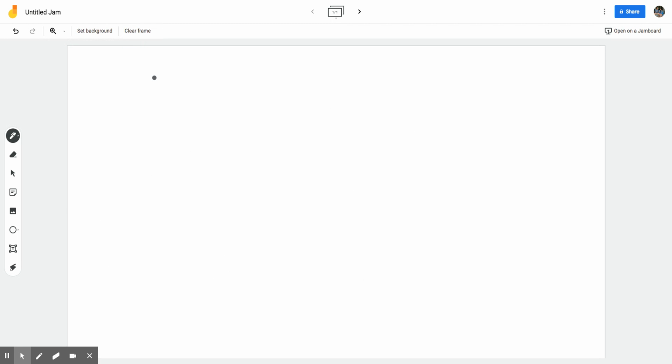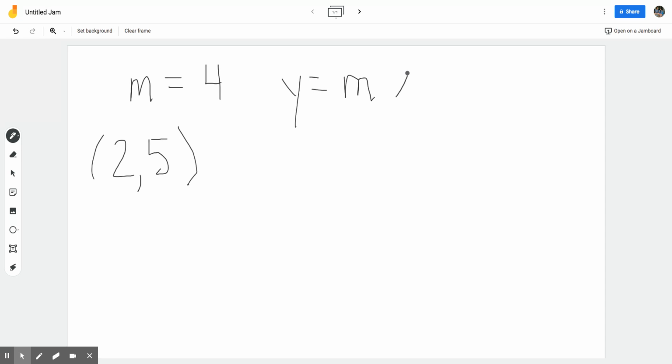Okay, so let's say that we have m equals 4, and we know that the point is 2, 5. So it passes through the point 2, 5, and the slope is 4. I'm going to plug in once again, y equals mx plus b. B is unknown.